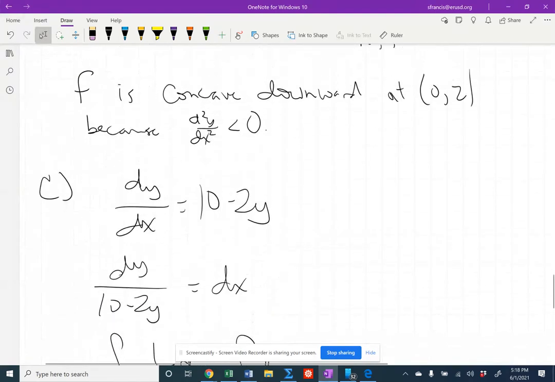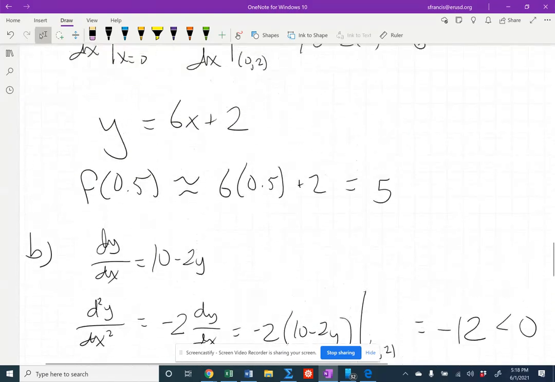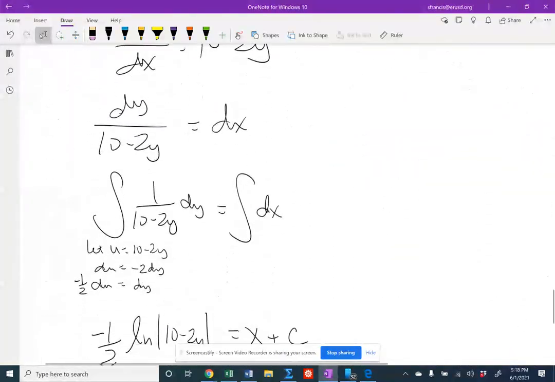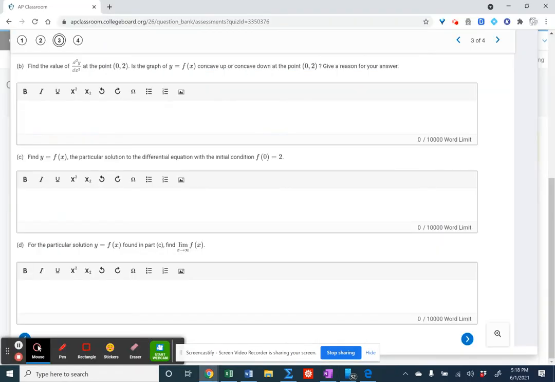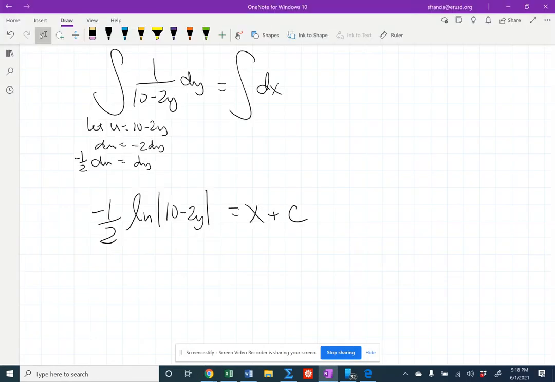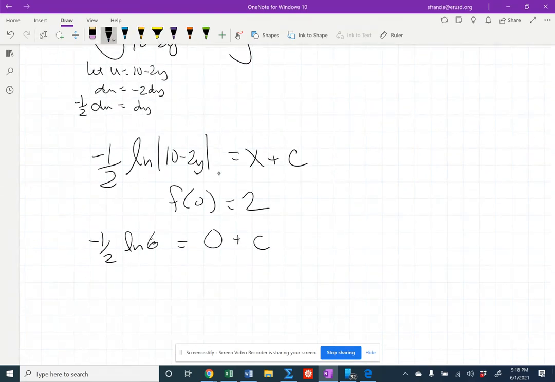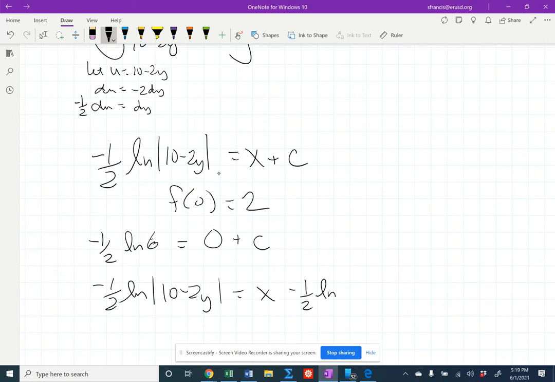Our initial condition was, sorry, I have to go back up. f of 0 is 2. Is that the same one for this part down here? Yeah, f of 0 is 2. So if we know f of 0 equals 2, I'm going to plug in 2 for y, so this is going to be natural log of 6 here, and then 0 plus c, so c is going to be the negative half natural log of 6. So we get this.